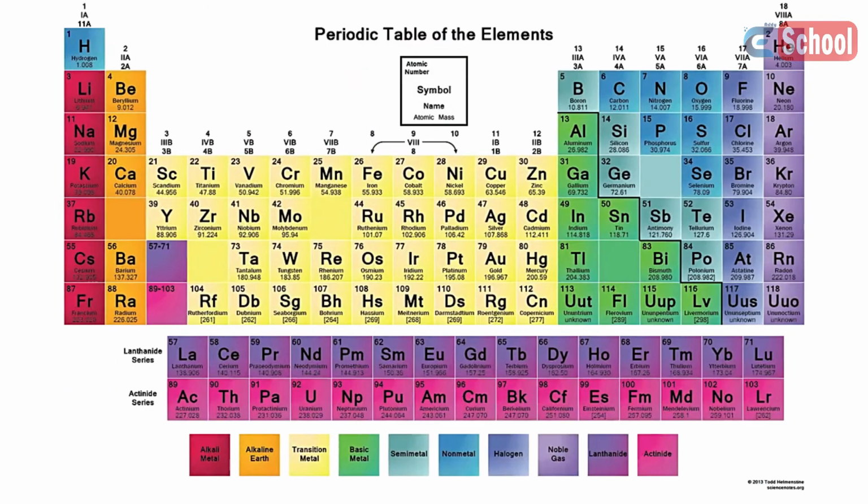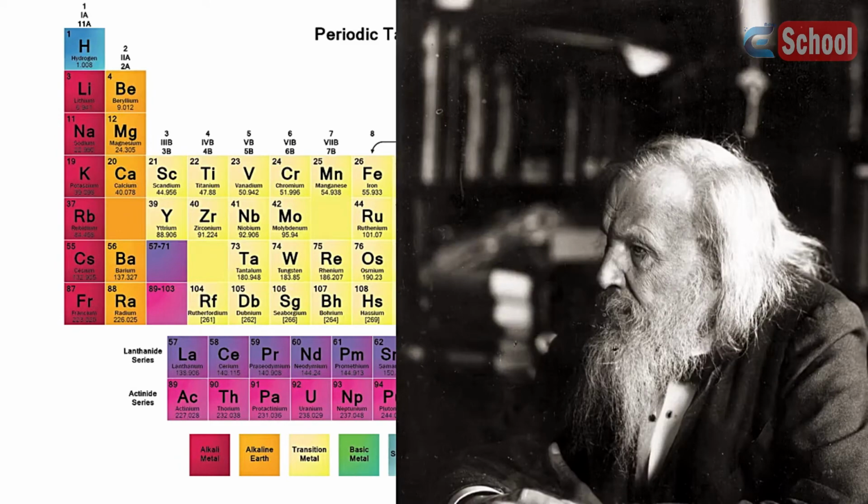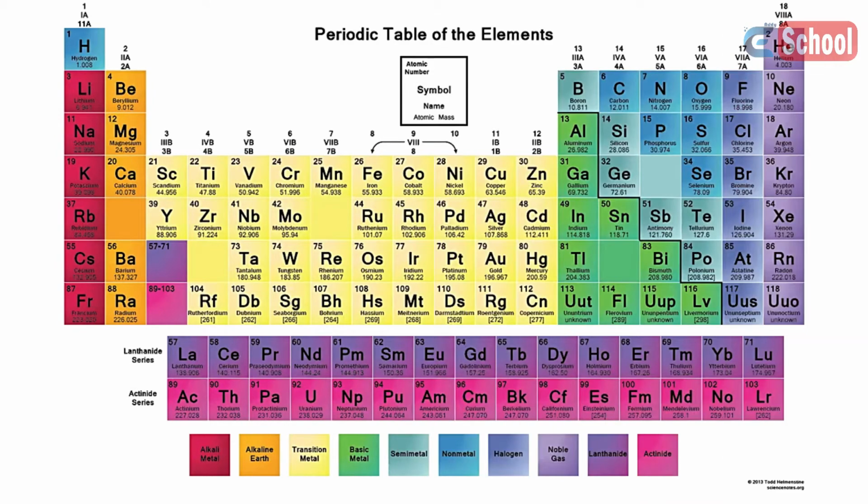The periodic table was constructed by Dmitri Mendeleev, a Russian chemist and inventor. In 1869, he lined up all the elements in order of increasing atomic mass and then broke them into rows so that elements with similar properties were arranged in columns. By doing this, Mendeleev was able to identify gaps and predict the properties of elements that hadn't been discovered yet.